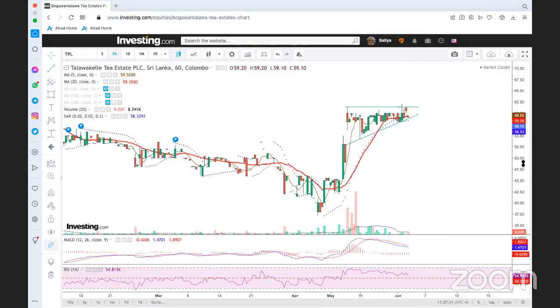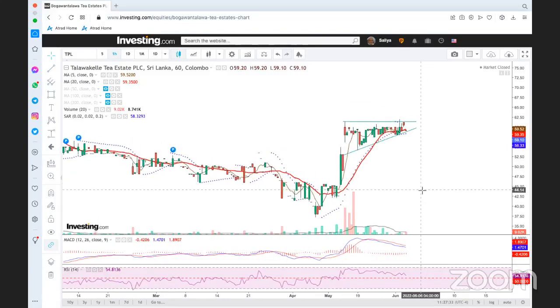In the case of Talawakele, on the daily chart, we saw all 4 moving averages were broken out and now it is testing this area. Any breakout above this 61.40 or 62 rupees, right? There is a chance that the prices can go up to certain levels. And by using this pattern, we can make projections.